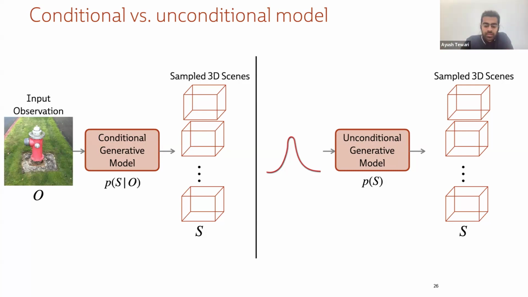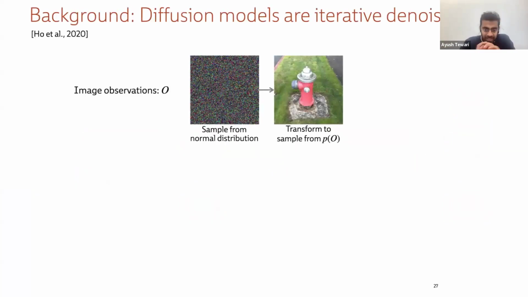So the generative model that I'm going to show you is also based on diffusion models, the same generative modeling technique that is used for Imagen or DALL-E. Here's a brief primer on how those models work. Let's ignore 3D for now, and let's consider that we're building a generative model over images. So our image observations are O, and we are trying to build a model that can model P of O. So a generative model's goal is to transform a distribution that is very tractable, let's say a normal distribution, and convert it into a distribution that resembles P of O.